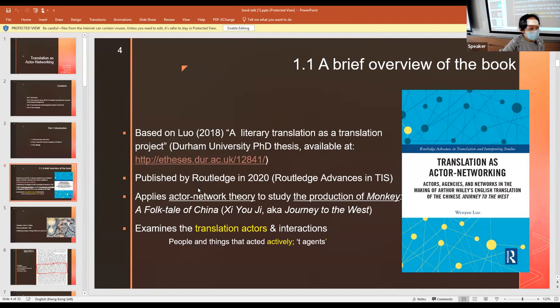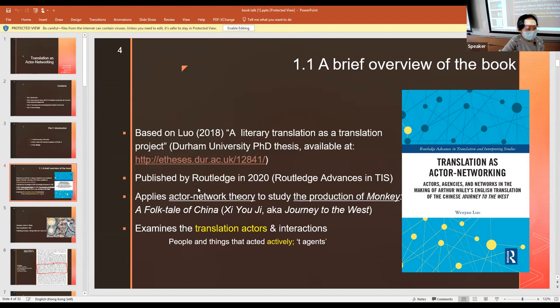The book was published by Routledge in 2020 in the series Routledge Advances in Translation and Interpreting Studies. In this book, I mainly apply actor network theory to study the production of Monkey. The full title of the translation is Monkey, a Folktale of China. It is one of the many translations of 西游记, aka Journey to the West.